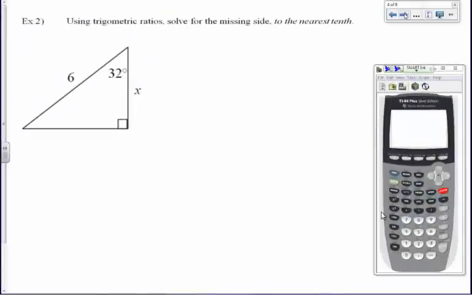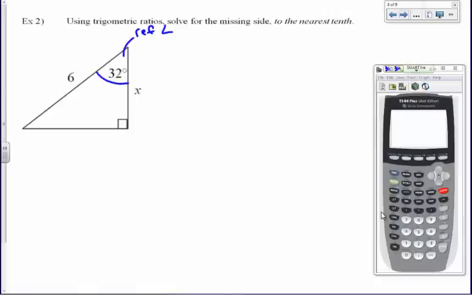In our second example, we're using trigonometric ratios to solve for the missing side to the nearest tenth of a unit. Now, here we're given a reference angle and one side. We're trying to find the other side. We can still use our trigonometric ratios by utilizing our knowledge of reference angles.